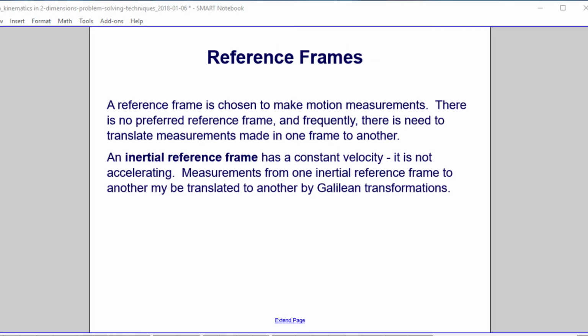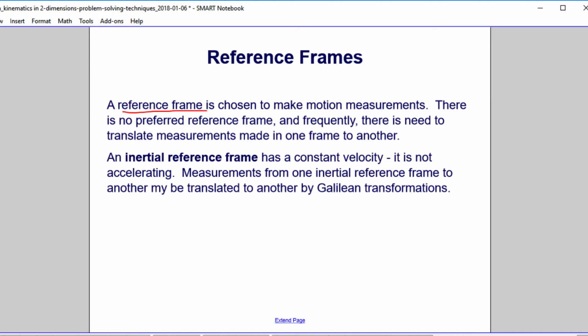velocity. A key part of making motion measurements is to have something to measure the motion against, and that will be a reference frame. There is no preferred reference frame, and frequently there is need to translate measurements made in one frame to another frame. In other words, the same motion but measured in different places.